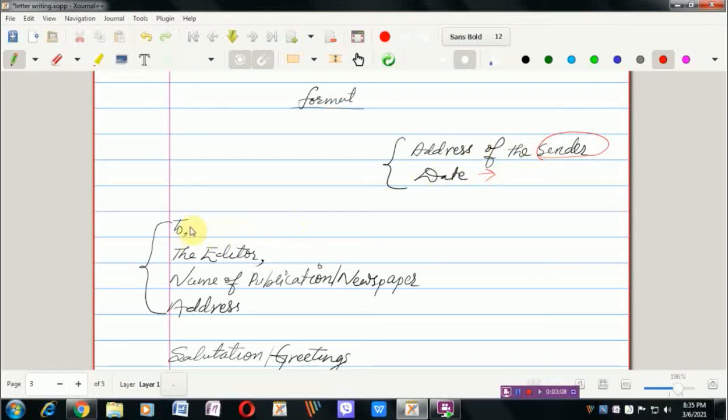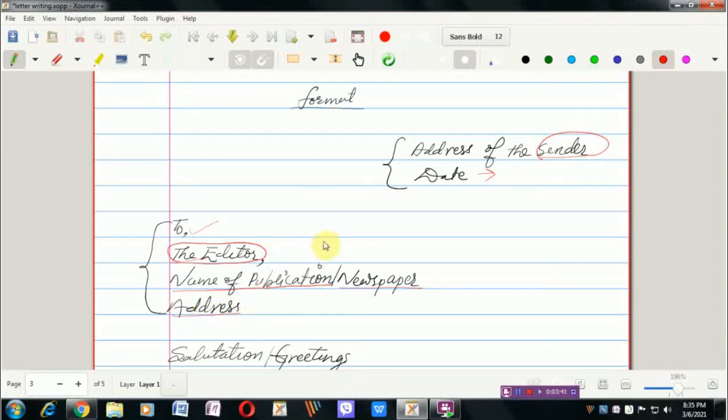Then you have to write "To, the Editor." We are writing the letter to the editor, so we write the editor after "To." Then we write the name of the organization, the publication or newspaper. We have to write the full name of the newspaper, and the publication address also.